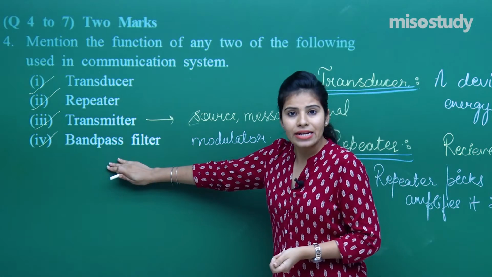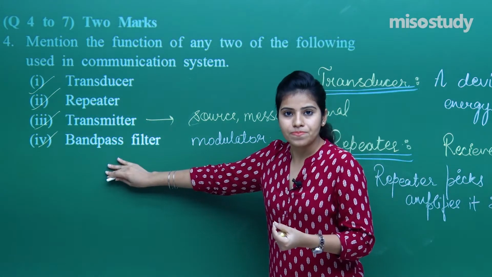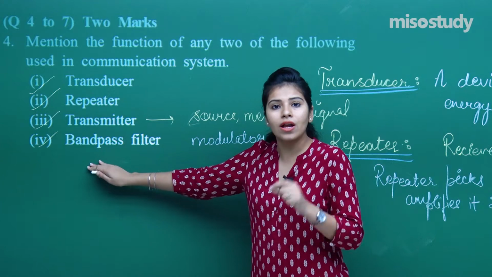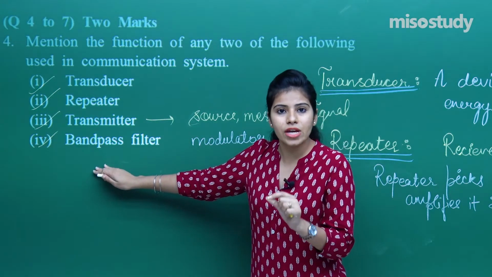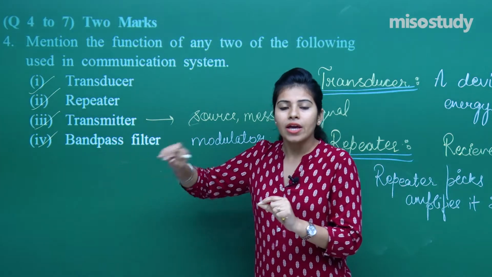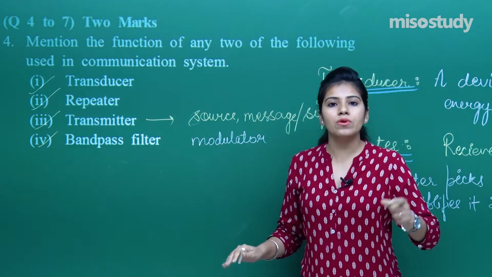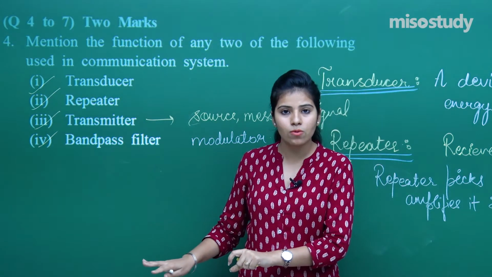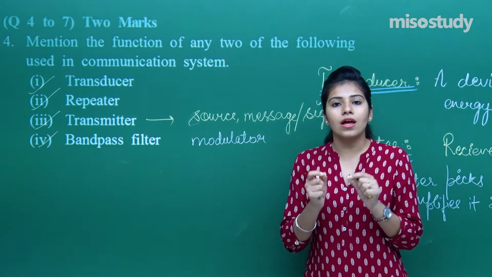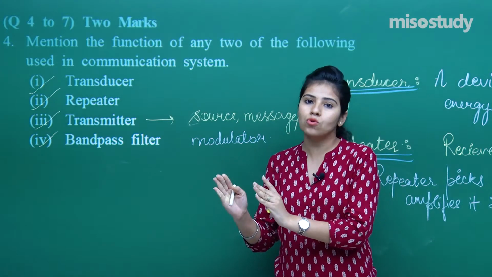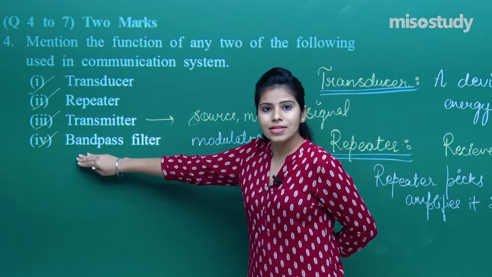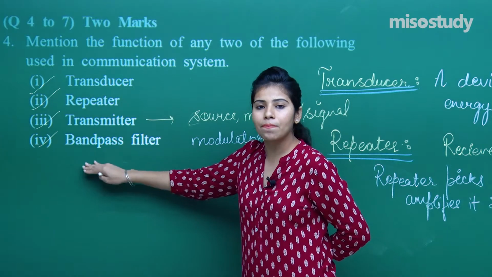Similarly, this filter is used for frequency. This band pass filter will allow only certain frequencies to pass through it. It will reject the higher frequency, it will reject the lower frequencies, and only it will allow the band of frequencies to pass through it. That is why its name is band pass filter.